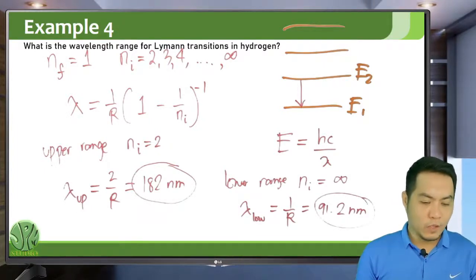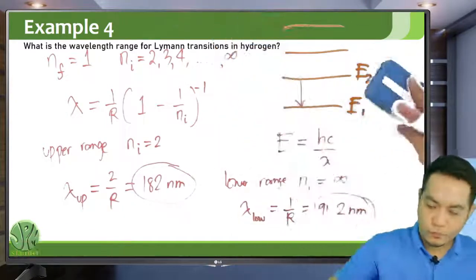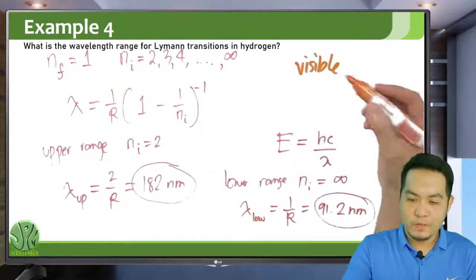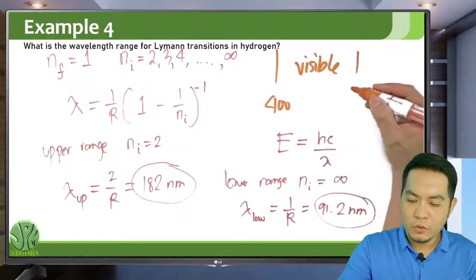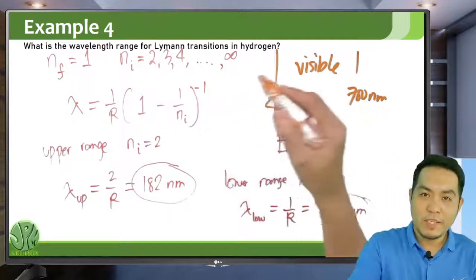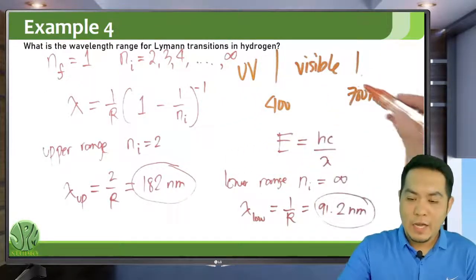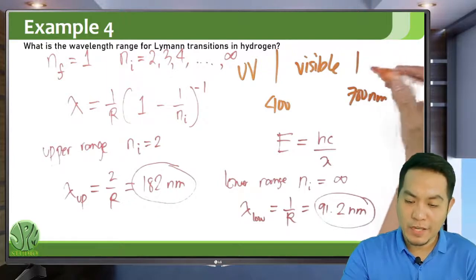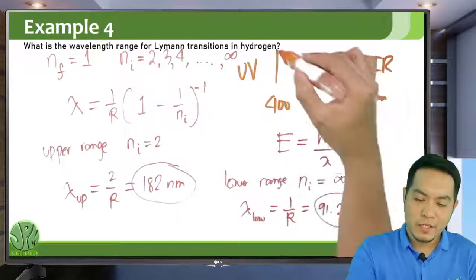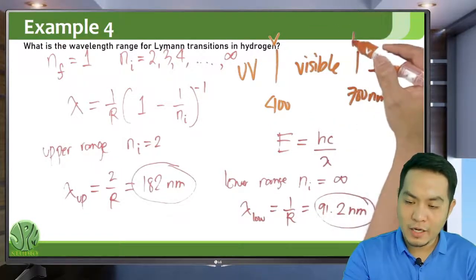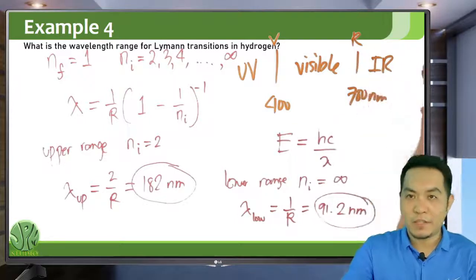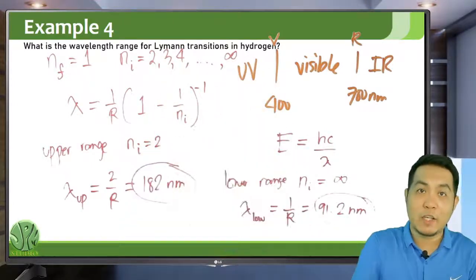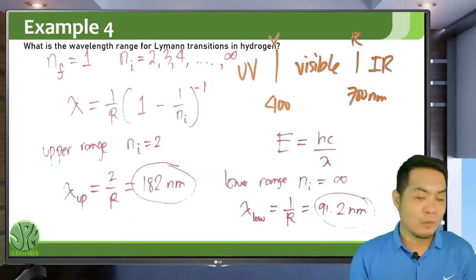Take note, if you recall the electromagnetic spectrum, the visible electromagnetic waves are only from 400 to 700 nanometers. Below the visible range, we call that ultraviolet, and above 700 nanometers, you call that infrared. Here you have violet, here you have red. Below violet you get ultraviolet, above red you get infrared. So 91.2 to 182 nanometers is below 400 nanometers. That's the UV range, where the Lyman transitions can be found.